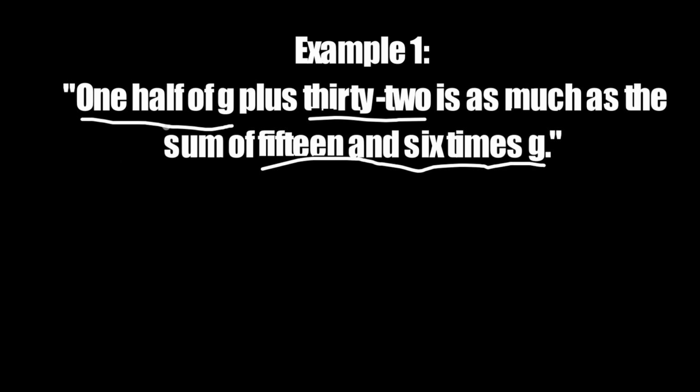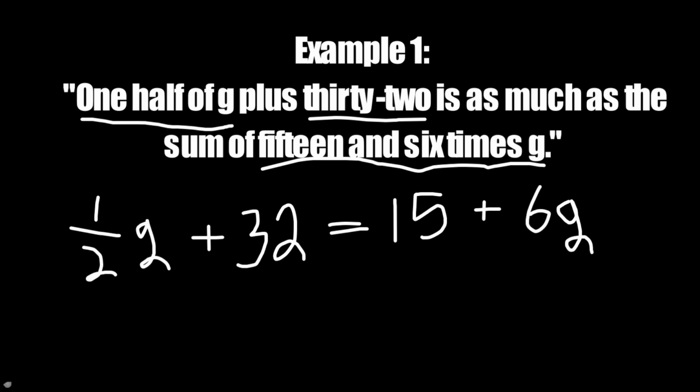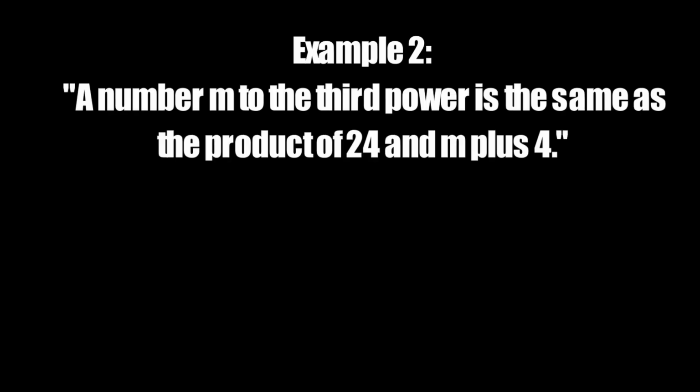So 1/2 of g is going to be 1 divided by 2 times g, plus, meaning addition, 32 is as much as, meaning equal, the sum of 15 and 6 times g. So 15 plus 6 times g. And that's example number 1. Let's move on to example number 2.